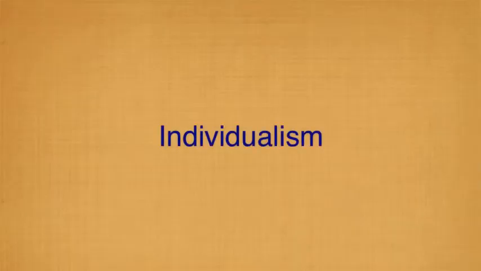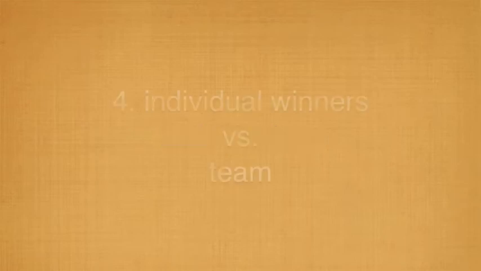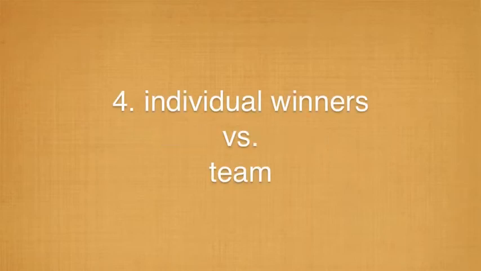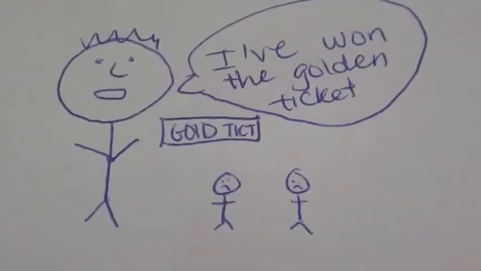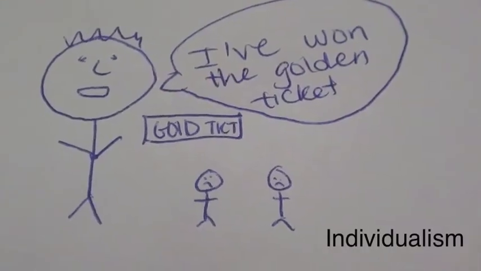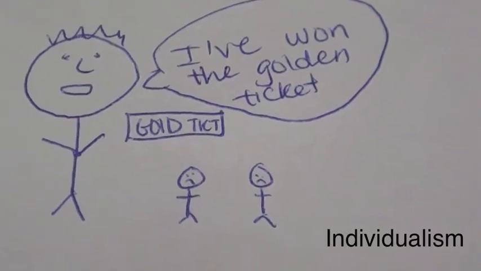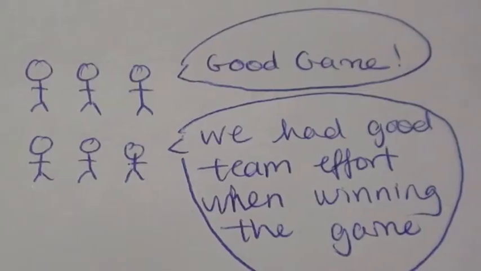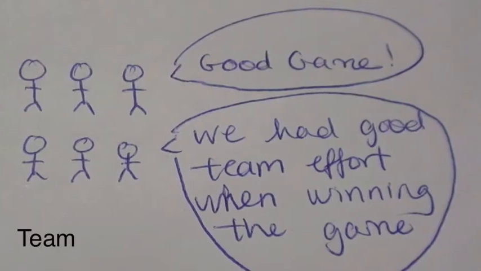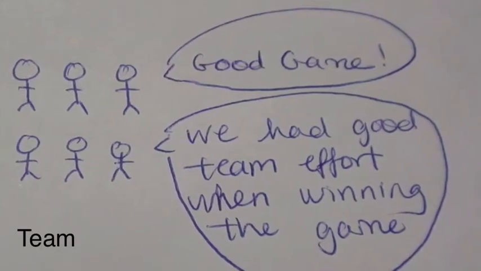The fourth cultural dimension is individualism. People within a culture may be more adept to working alone or working with others. In this situation, this man worked hard and won for himself. In this situation, it was a team effort where all players worked together and all players won.